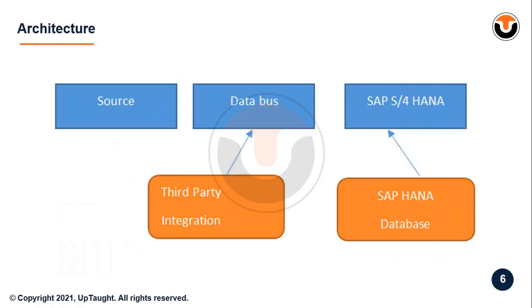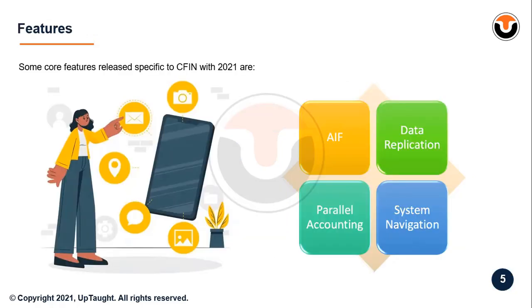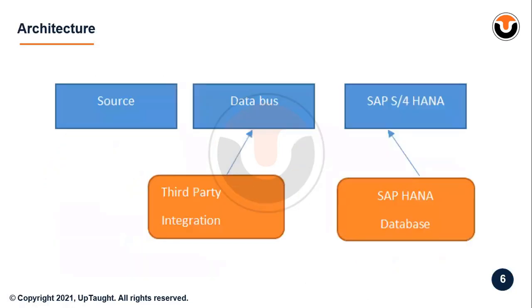For SAP S/4HANA simple finance, the AIF and the data replication are more key for the central finance system. For simple finance, you have the respective SAP ERP system where you carry out all the different transactions. So it is not receiving the transactions from another system. That is the key difference between central finance and simple finance.